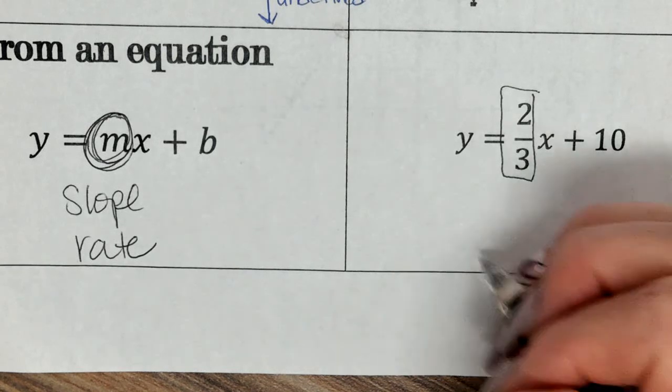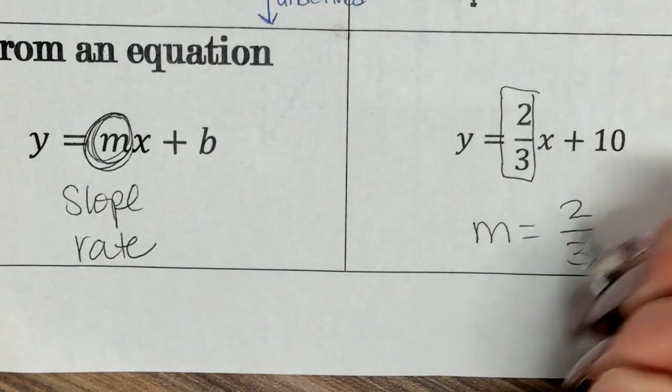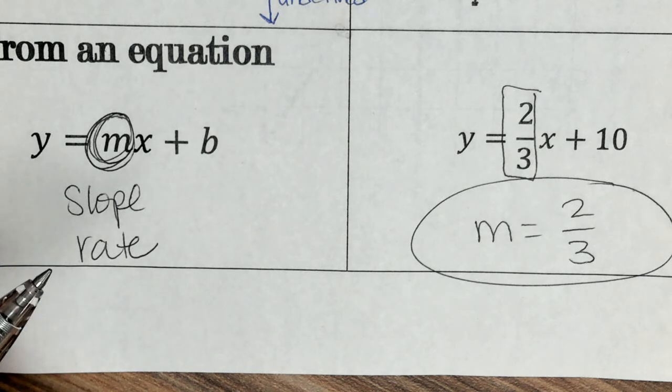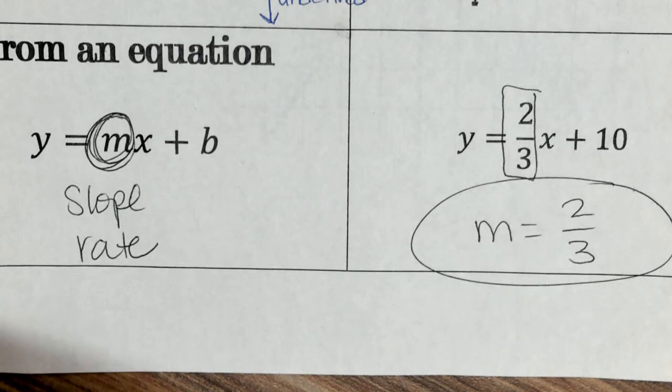Yes? What if I said, what's the rate? 2/3. What's the rate of change? 2/3, because all of those things mean the same thing. So on the STAR test, they could literally ask you that question and give you an equation.